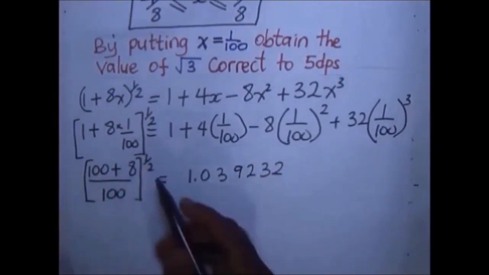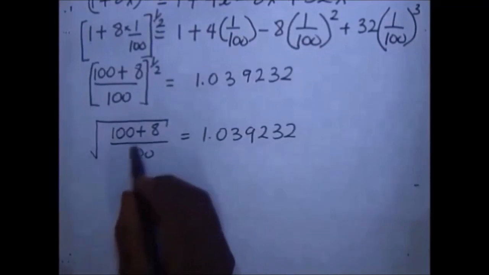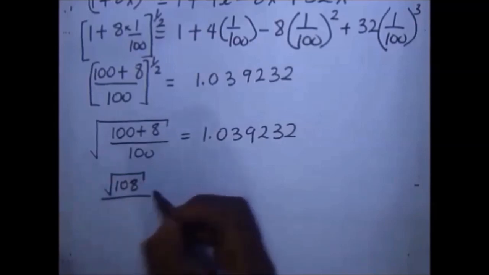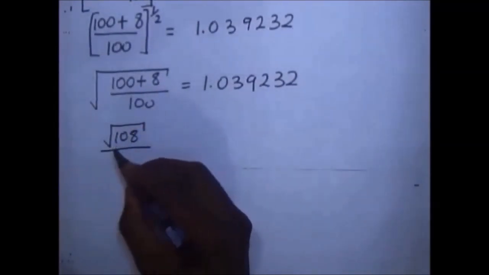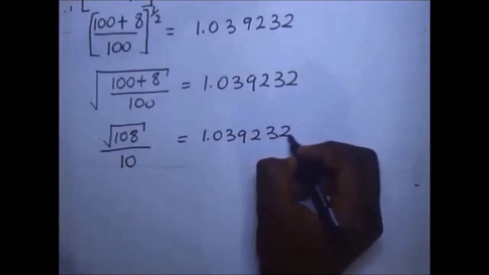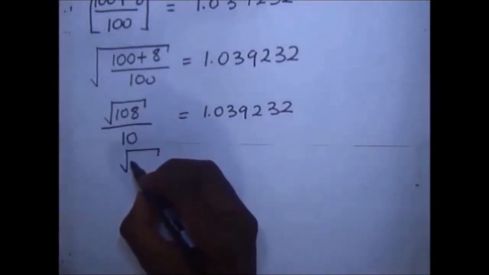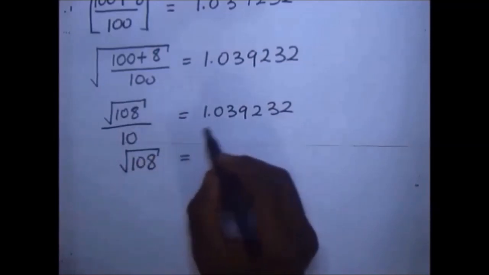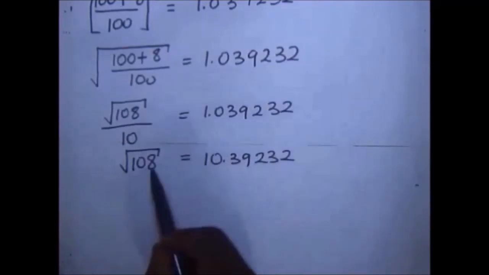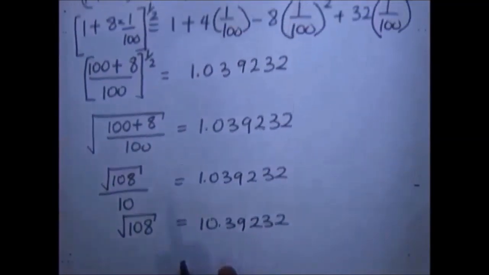Remember, anything to the power half is the same as saying the square root. The square root of the numerator is what we shall be left with to compute. 100 plus 8 is the square root of 108. Divide that by the square root of 100, which is 10, giving us 1.0392232. So it means that the square root of 108, if we multiply 10 on both sides, is going to become 10.39232.